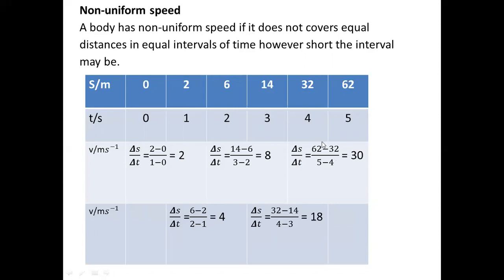Now we're going to see what is the speed for the last time interval, from 4 to 5. When time is 5 seconds, the distance traveled is 62. When time is 4 seconds, the distance traveled is 32. So the change in distance is 62 minus 32 divided by 5 minus 4, and the answer is 30. So speed is non-uniform if the body does not cover equal distance in equal intervals of time. That is, the value of speed throughout is not same.